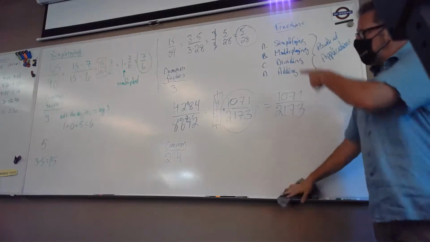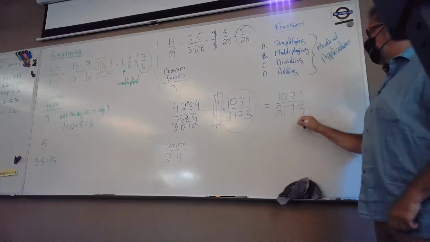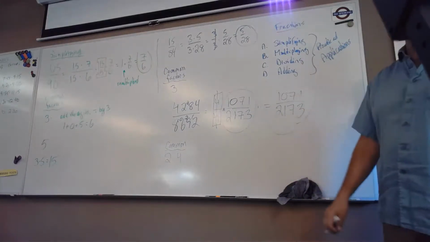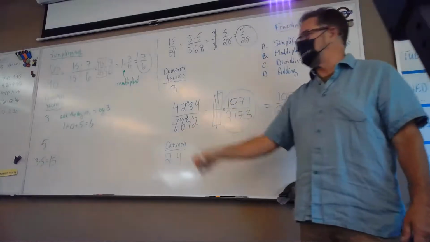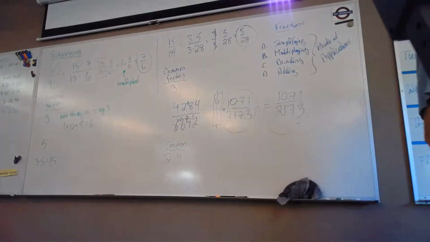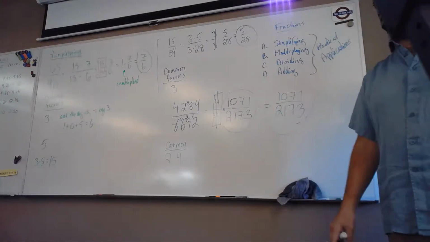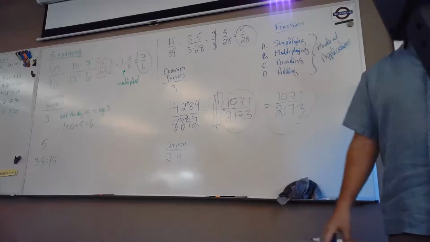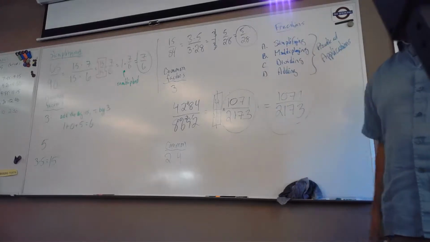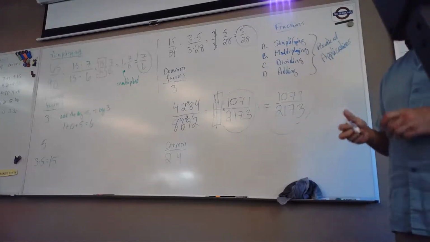So actually, this didn't reduce a whole lot, but still, I would say 1,071 out of 2173 is better than 4284 out of 8692. And I just made up these numbers. I didn't plan ahead and have numbers that would reduce a lot. I just said, oh, let's write down 2 numbers and see what happens. Okay.